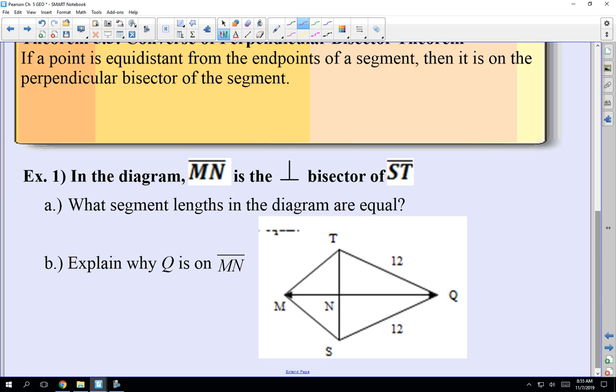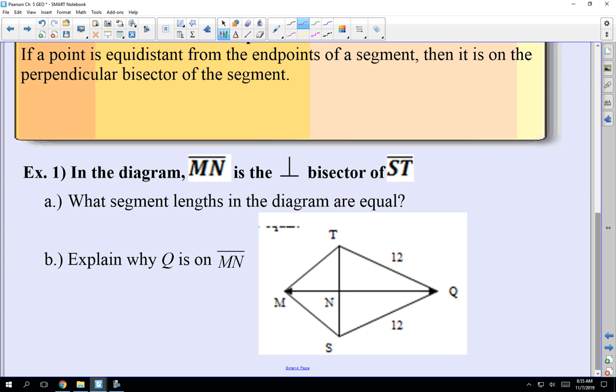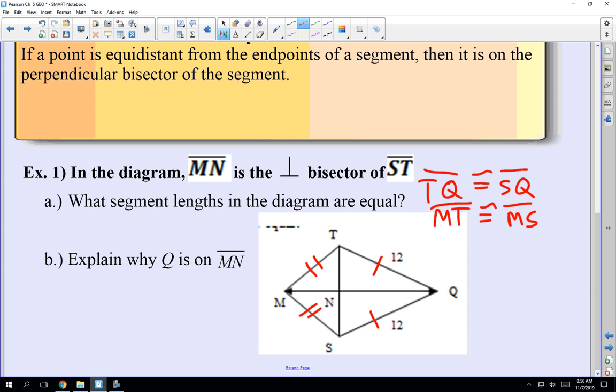It says in the diagram, MN is the perpendicular bisector of ST. What segment lengths in the diagram are equal? So we've got, well, the ones that are marked, right? TQ is congruent to SQ. And we've also got the ones that aren't marked but are still congruent. MT is congruent to MS.